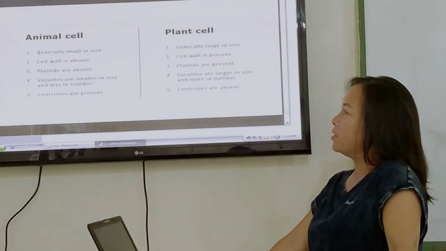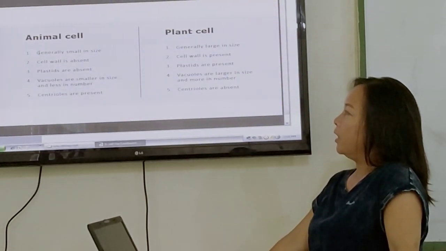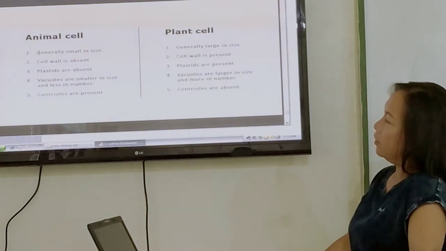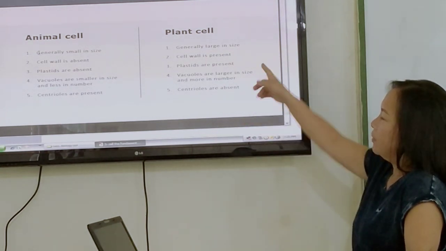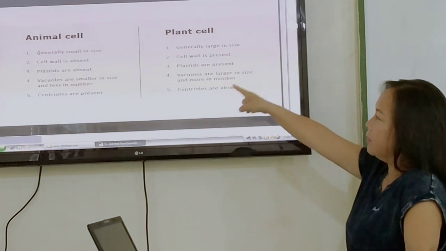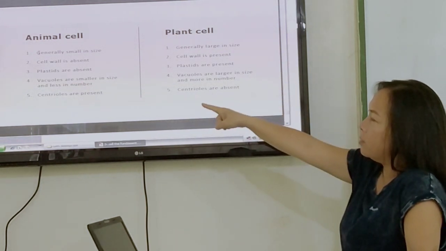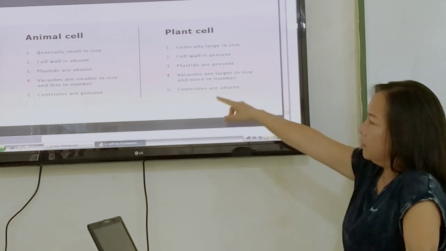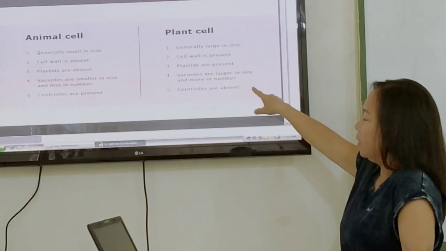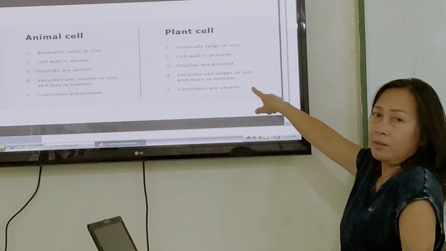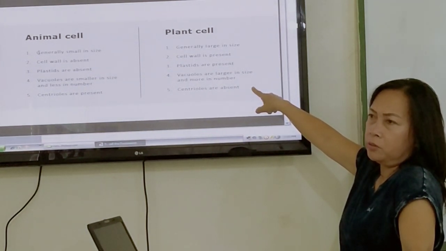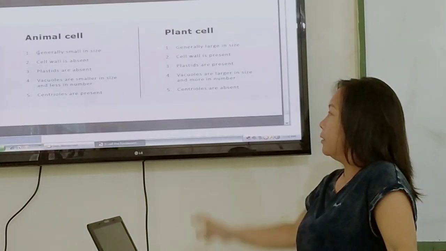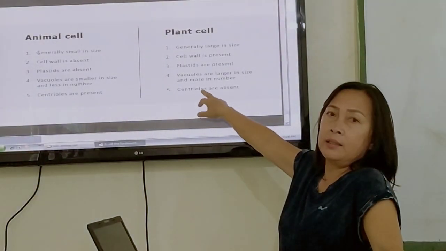We have differences between animal and plant cells. Animal cells are generally small and plant cells are large. Cell wall is absent in animal cells, present in plant cells. Plastids are absent, present. Vacuoles are smaller, here larger. Centrioles are present in animal cells. Here in plant cells, they don't have centrioles. The centrosome and centrioles are usually very important in cell division.